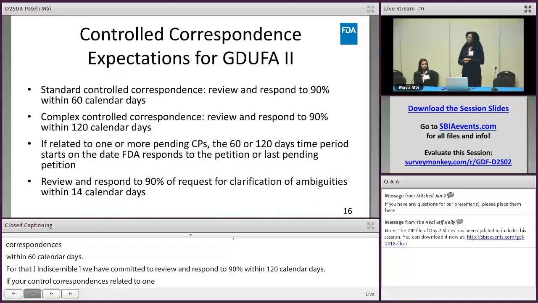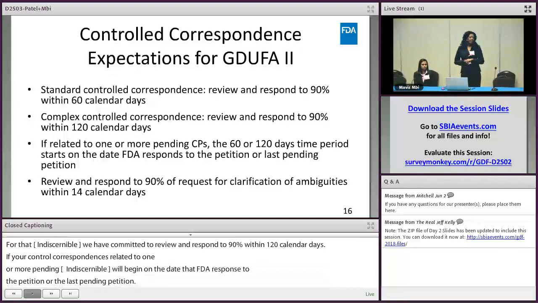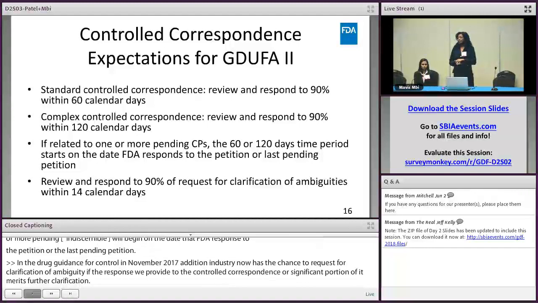In the draft guidance for control correspondences, the November 2017 edition, industry now has the chance to request clarification of ambiguity if the response we provide to the control correspondence, or a significant portion of it, merits further clarification. So you do have a chance to request clarification within 7 calendar days of our issuance of the control correspondence response. And we have committed to review and respond to 90% of clarification of ambiguities within 14 calendar days.